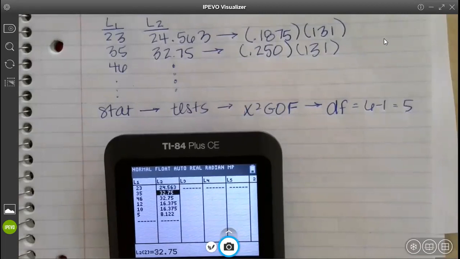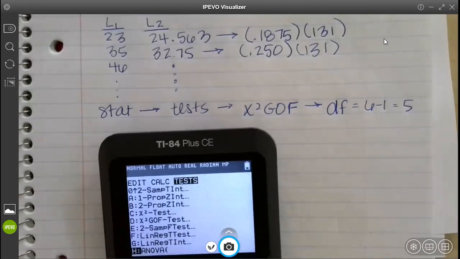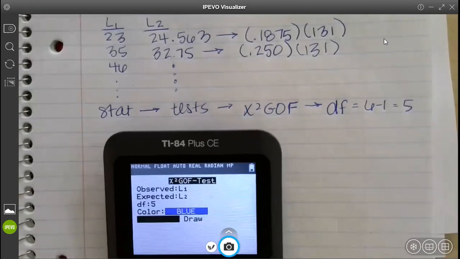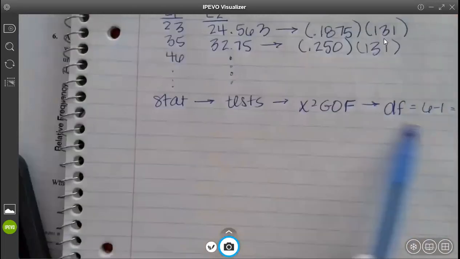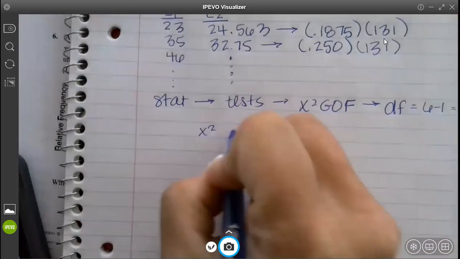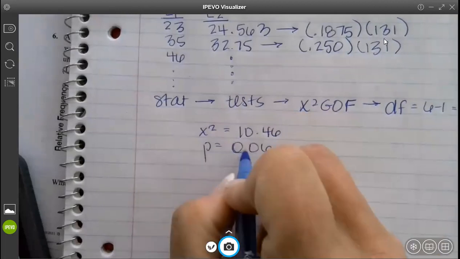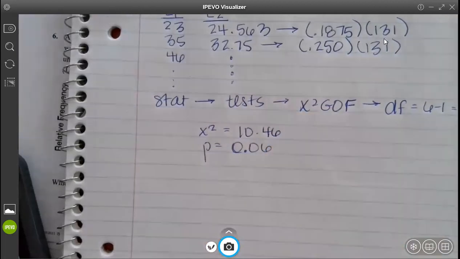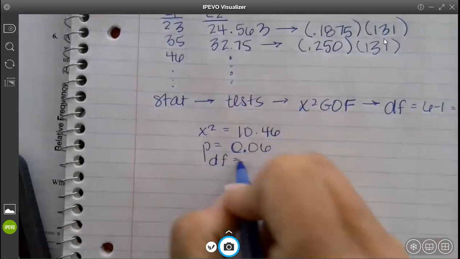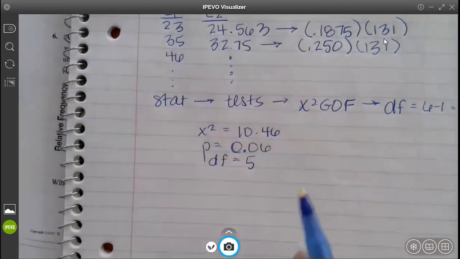All right. So then stat, test, chi-square, goodness of fit, enter, and calculate. If they ask you to draw it, you can draw it. Your calculator will do that. And then I would write down everything that you get, just to have it. So your chi-square value was 10.46. Your p value, which a lot of you got incorrect, not a huge deal. Now you should know. And again, I already have degrees of freedom are 5, but it's not going to hurt me to put it again. Any questions on that so far?